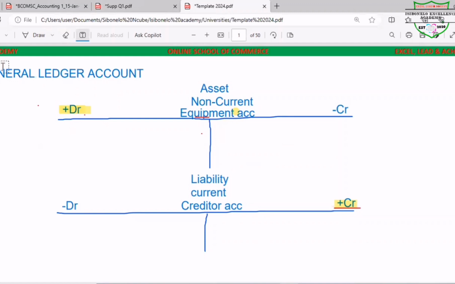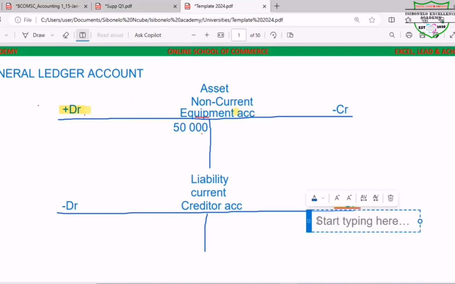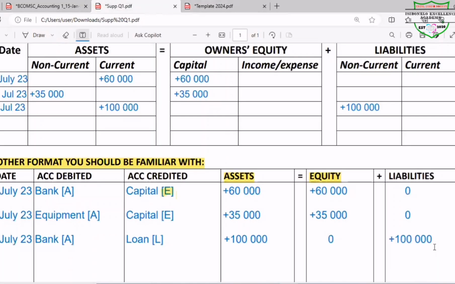So now we have acquired equipment, so we will now have more equipment. The value of our equipment will increase, so we're going to debit 50,000. Every time an asset increases, we record that on the debit side. And if one account is debited, the other one must be credited. So the creditors account will be credited 50,000. Now we're going to record this in the equation.